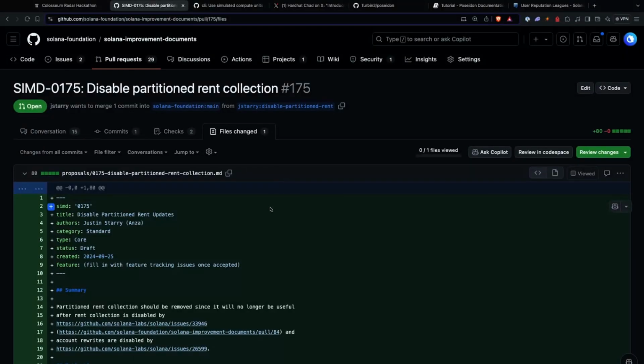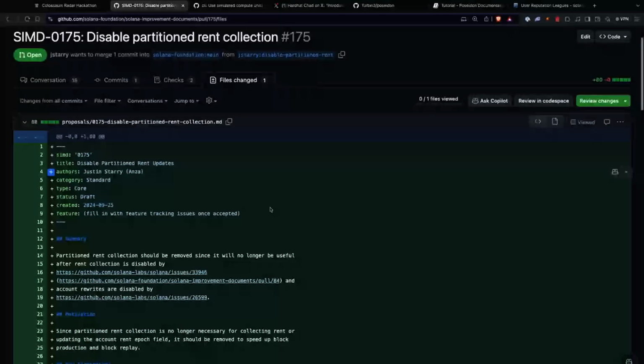We've got SIMD 175 to disable partitioned rent collection. I took a skim through this, and basically the gist, no pun intended, is about the way rent is currently collected. For people that don't know, rent is basically the account storage fee that you pay. You deposit it, and you can reclaim it when you close the account, to keep your data online. There used to be a periodic rent collection fee that gets deducted from the account automatically by the runtime. That doesn't exist anymore because all accounts are rent exempt. It's been a long time coming.